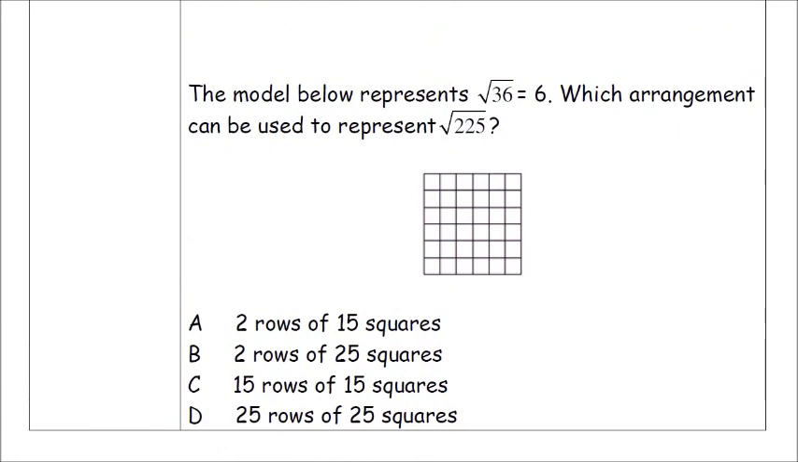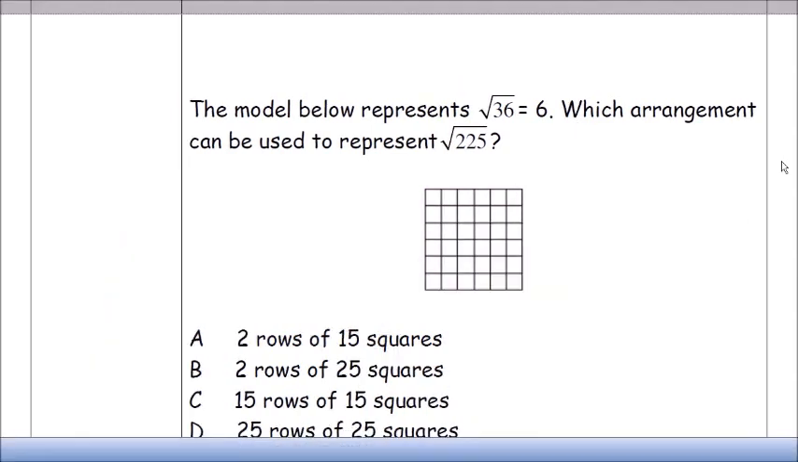Okay, now let's go to the next problem. This one says the model below represents the square root of 36 equals 6. Which arrangement can be used to represent the square root of 225? So the model they give you represents this information right here, the square root of 36 equals 6. Because you have 6 on the top down here, and you have 6 on the side right here. So that's 6 and 6. So that should be a total of 36 inside here.